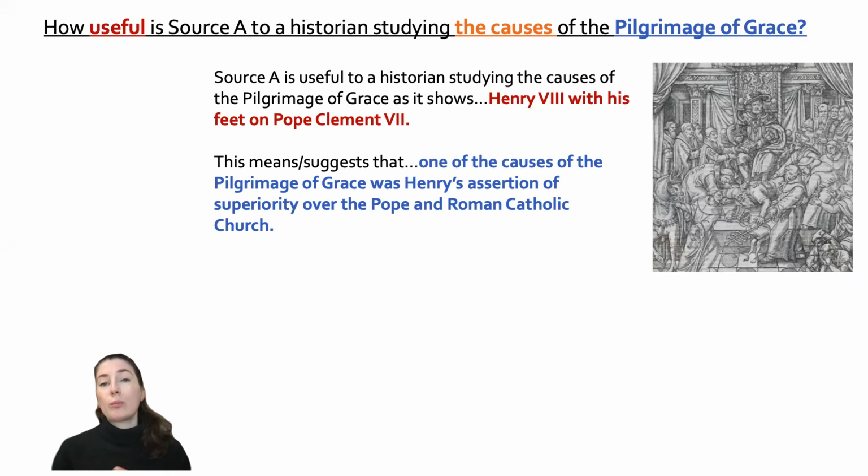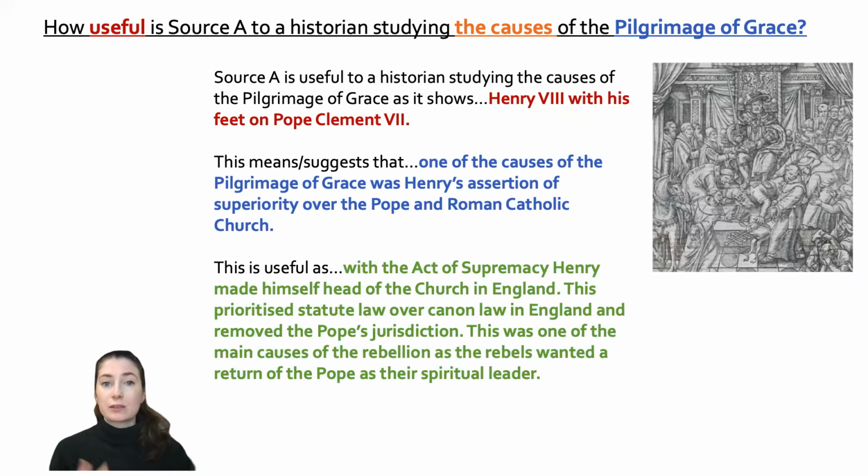Step 2, we're making an inference. We're saying, what does it mean? How does this reflect a cause? And finally, this is useful as, with the Act of Supremacy, Henry made himself head of the church in England. This prioritized statute law over canon law and removed the Pope's jurisdiction. This was one of the main causes of the rebellion, as the rebels wanted a return of the Pope as their spiritual leader. Okay, so we've got our 3 steps.